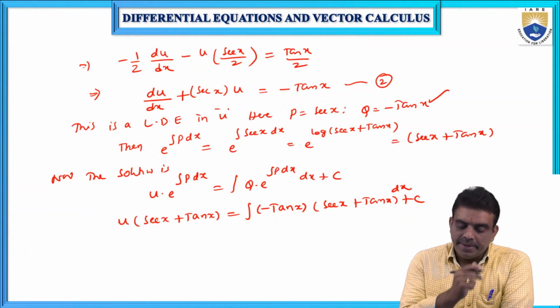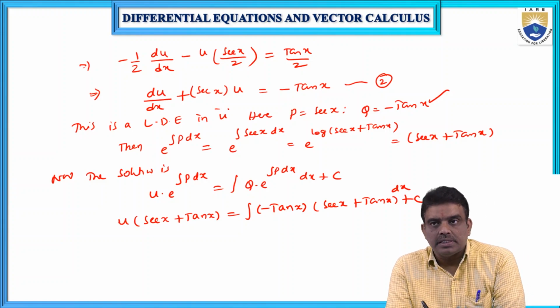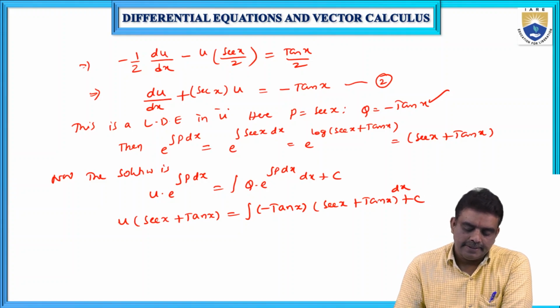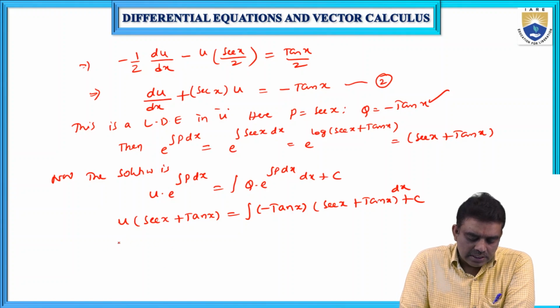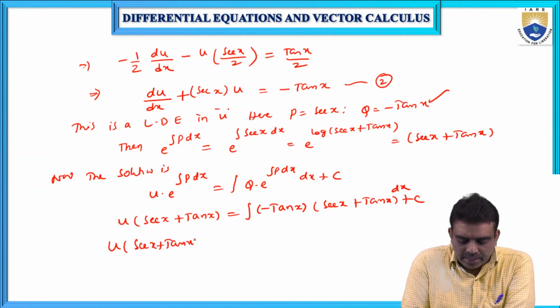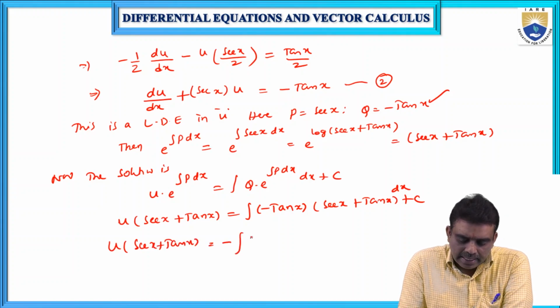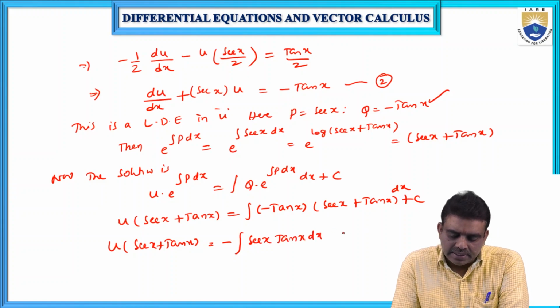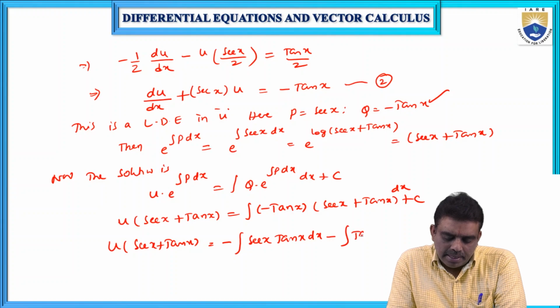E power integral p dx is e power log secant x plus tan x, that is secant x plus tan x. Now this is u. What is u? I will substitute u later. So u into secant x plus tan x is equal to minus integral, first term secant x tan x dx, second term minus tan square x dx, plus c.